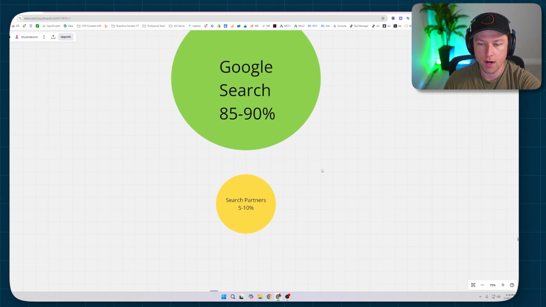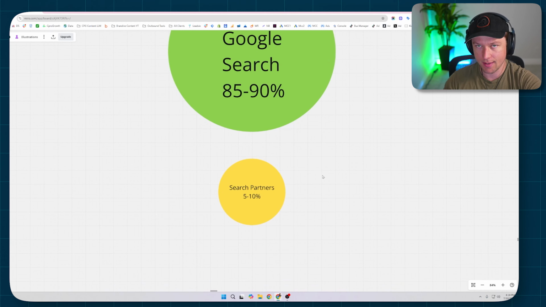So the reason why we don't like to add this in right away is because search partners, which is, like I said, like DuckDuckGo, is a very small slice of the pie, and it doesn't really have as much data on users. So the quality of user in Google's eyes is not really as strong. And so conversion rates might be lower, and it doesn't necessarily have the best bot protection as well.